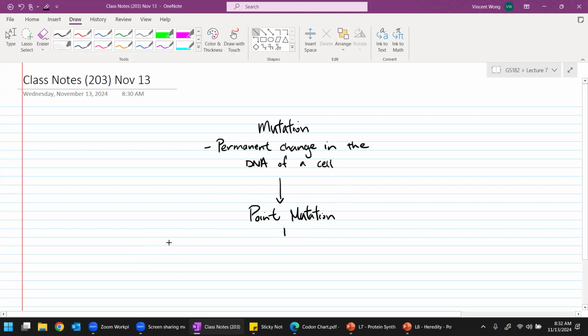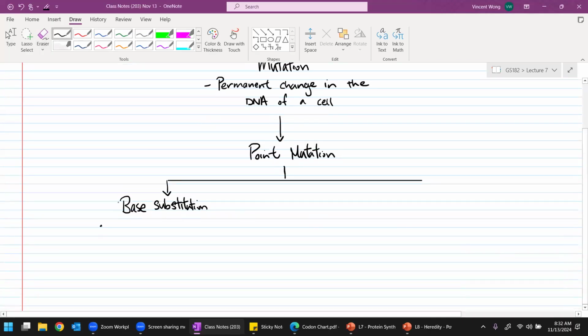There are two kinds of point mutation we will be talking about today. Base substitution, where we are replacing one nucleotide with another.